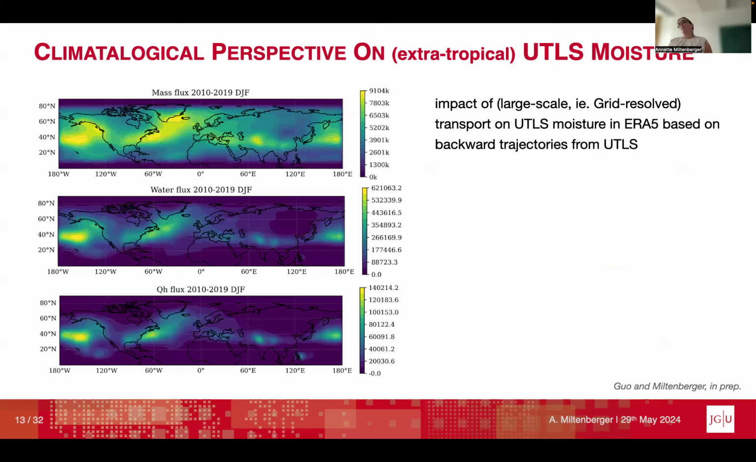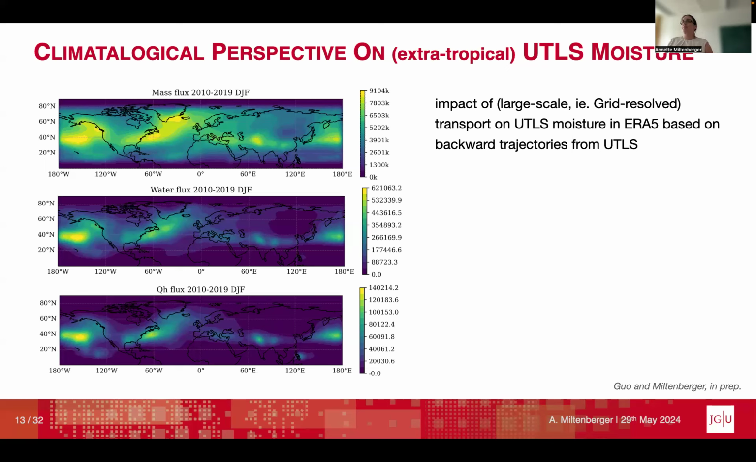Okay, so warm conveyor belts contribute moisture to the atmosphere. That moisture hangs around, but is also transported out of the troposphere, of the UTLS again. So we wanted to make this a bit more quantitative in the sense of quantifying the flux of water vapor that we really get into the UTLS. So we again used trajectories to do these computations. Now we use domain filling starting from the UTLS.